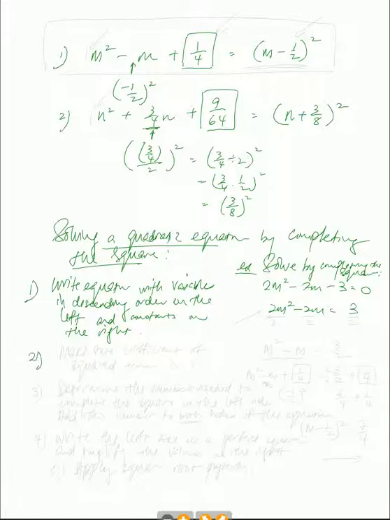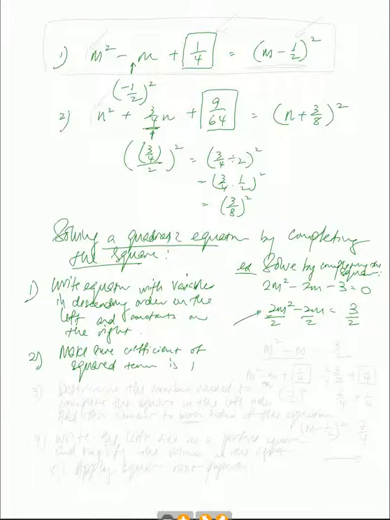Okay, now let's do step 2. Step 2 is make sure the coefficient of the squared term is 1. So that's referring to the number that's in front of the squared term, this guy right here. It's telling you that that number has to be a 1. So that forces you to divide everybody by 2.